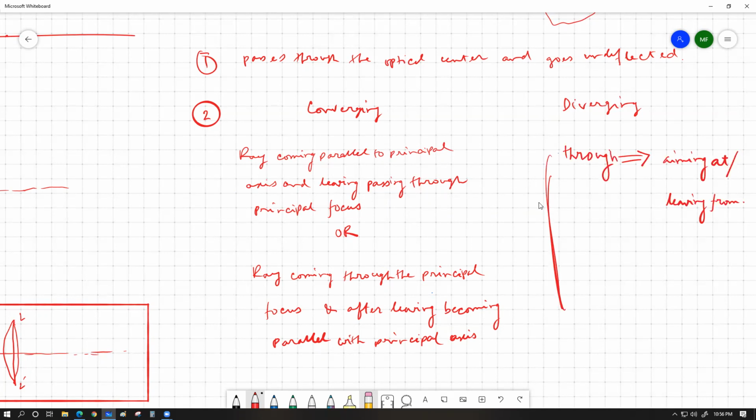Okay, let me explain these two parts. For converging lenses, the second ray would be a ray coming parallel to the principal axis and leaving through the principal focus, or a ray coming through the principal focus and after leaving becoming parallel to the principal axis. We have to use either of these two rays. For diverging lenses it is the same thing, only it would not be through the principal focus. It would mean aiming at the principal focus, or leaving away from the principal focus, because for diverging lenses the rays are diverted away, so they do not get closer to the principal focus, rather they move away from it. So I'm going to explain all of these four rays part by part.